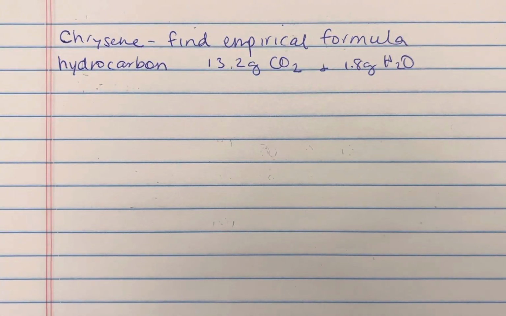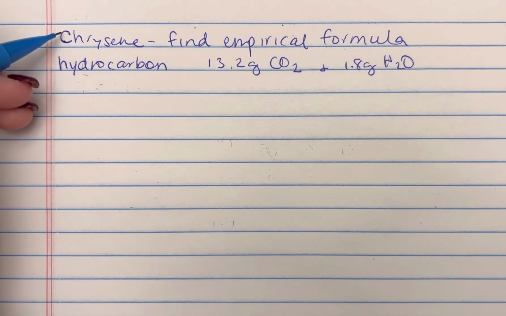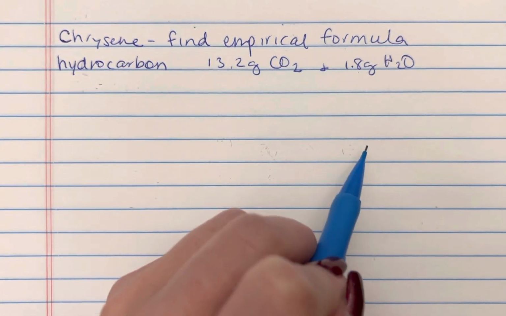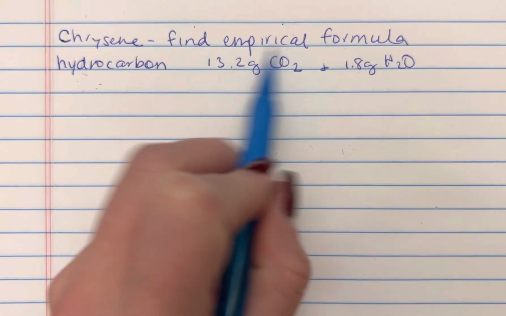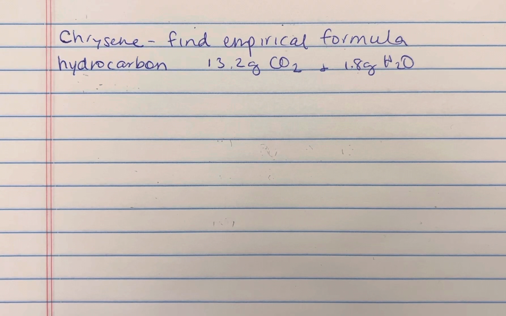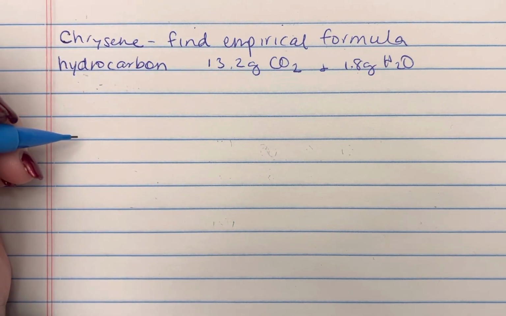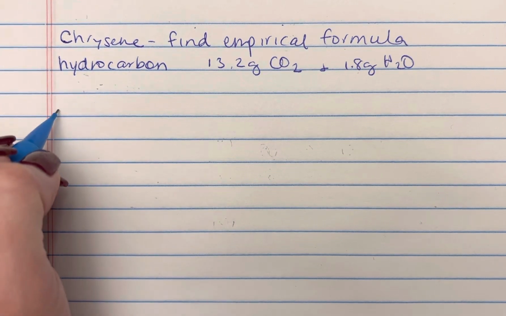So here we have a question from Mastering, and we are given the name of a compound and that it's a hydrocarbon and it has been burned through combustion, and we want to know the empirical formula. So the steps for an empirical formula are going to be the same. It's just going to be a little bit strange. We've got one extra step that we need to take care of.